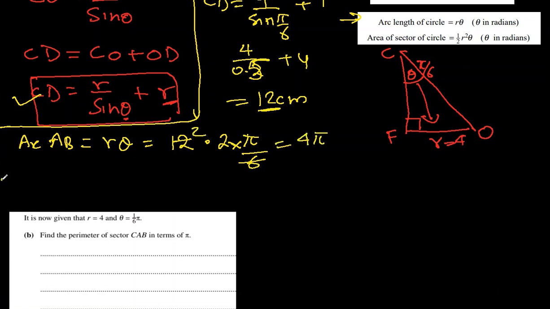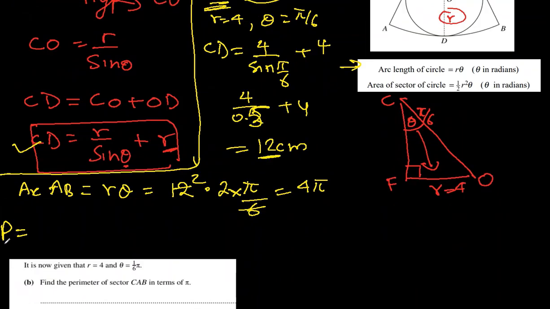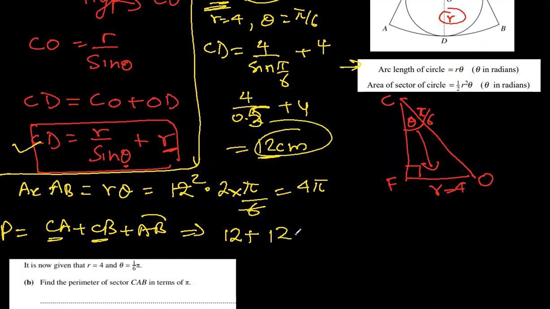So now the perimeter, let me write here CB and CA. CA plus CB plus arc AB. CA we found out was 12. CB is also 12. Both are equal to CD, which we found here. And 4 pi is the arc AB. So the perimeter finally becomes 24 plus 4 pi.